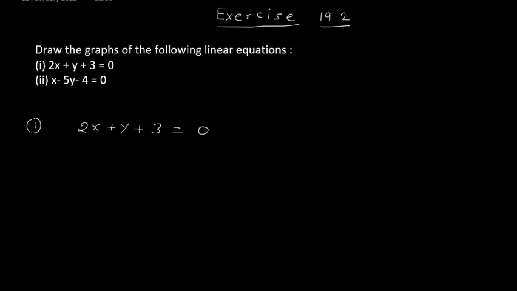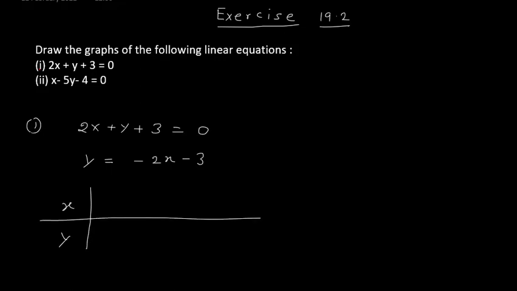Now to plot the graph, we need to find at least 2 points or better 3 points which will satisfy this equation. Now when I say we find 3 points which will satisfy this equation, that means we will find the value of x and y which will satisfy this equation. So to get the values of x, y which satisfy this equation, I can express y in terms of x. So I will say that y is equals to minus 2x minus 3. Now let us write few pairs of x and y.